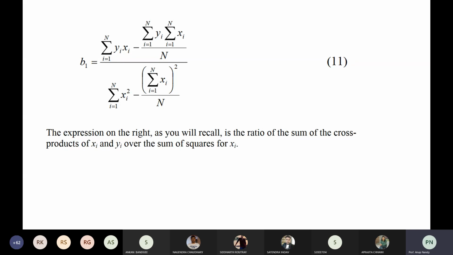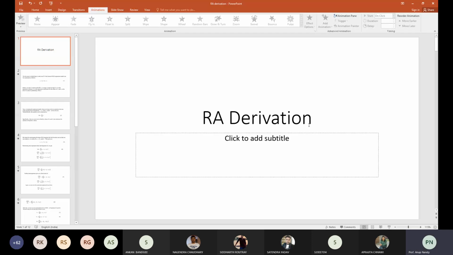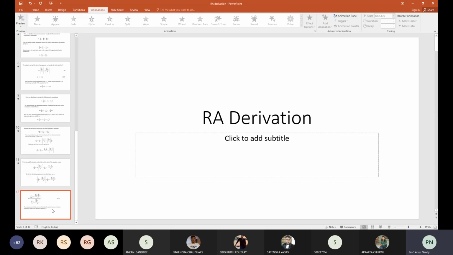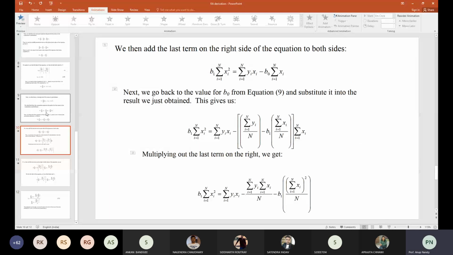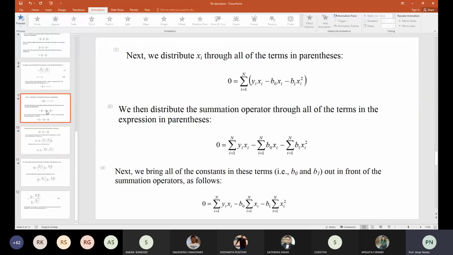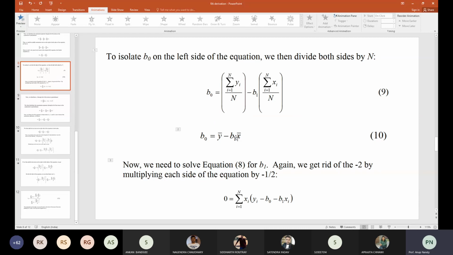That is the ratio of the sum of the cross product of xi into yi over the sum of the squares of xi. And simply, if you put this expression for b1 into b naught, which you have already computed here, you will get this b naught. Now we'll see one example.